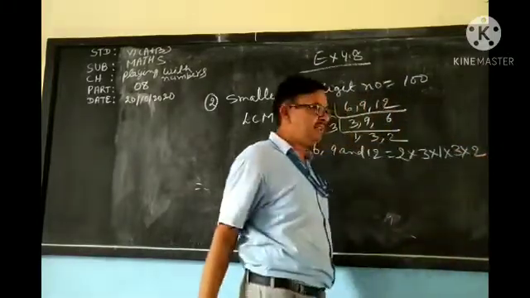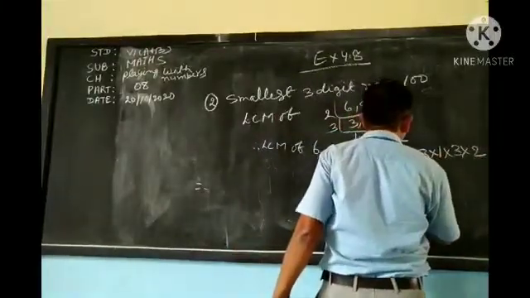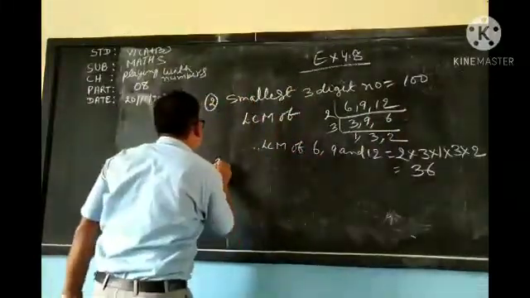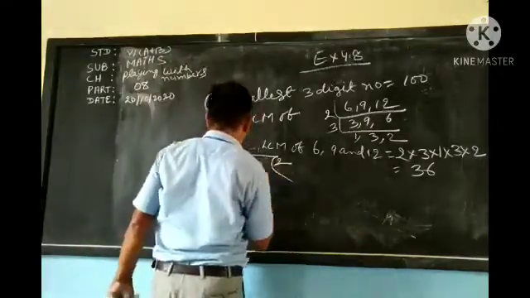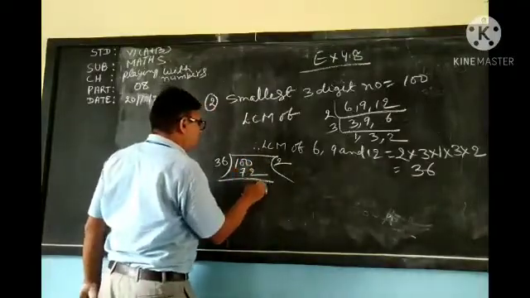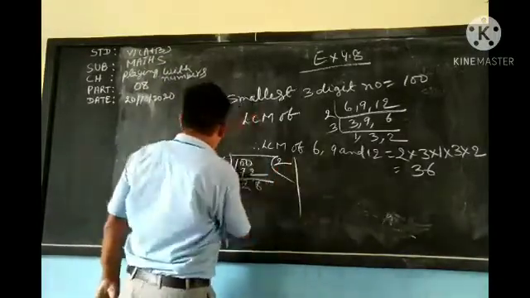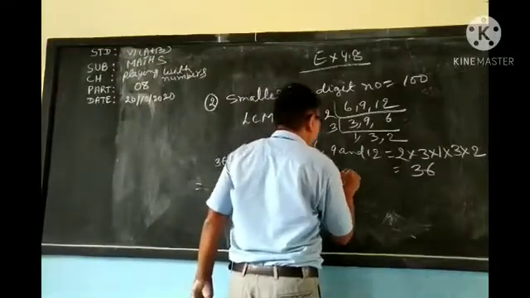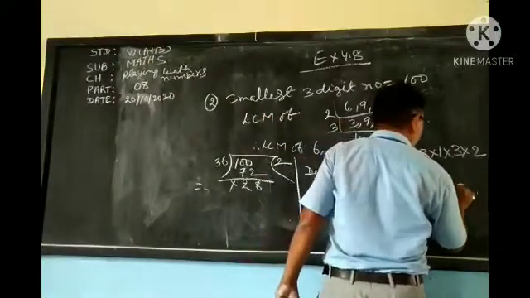What will we write, my dear students? 3 into 2, 6. 6 into 3, 18. 18 into 2, 36. LCM is 36. Now it should be divisible. So first you divide 100 by 36. How many times will it go? 2 times, 72. What is left? Subtract: remainder 28. Difference is equal to 36 minus 28. What will it come? 8.